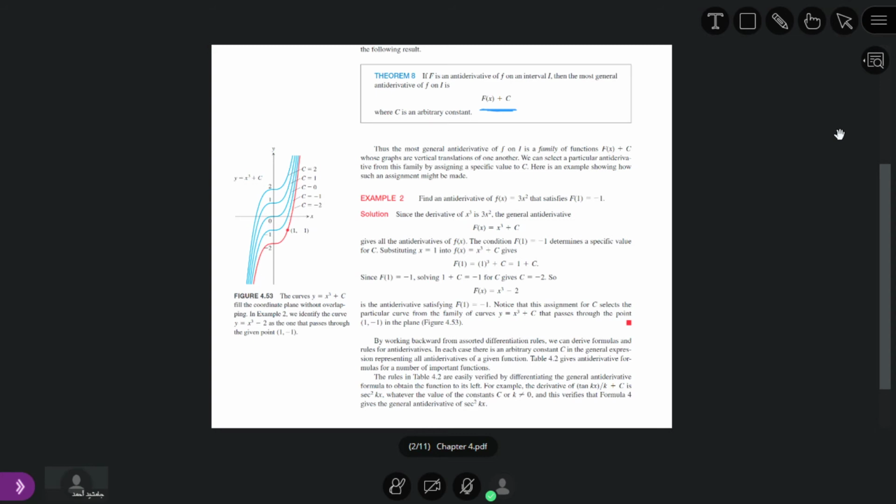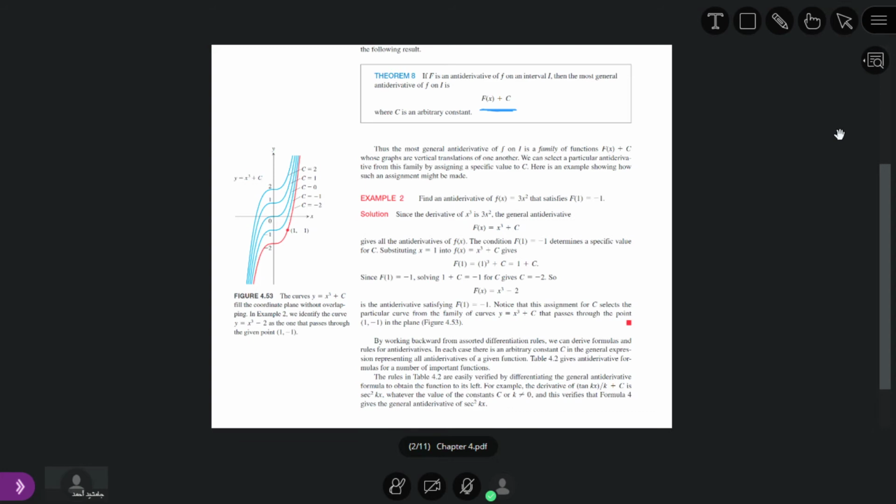So the antiderivative of 3x square is x power 3. Similarly, what is the antiderivative of cosine x? Sine x plus some constant. If I ask you what is the antiderivative of sine x, it is minus cosine x. Here we see the following example.